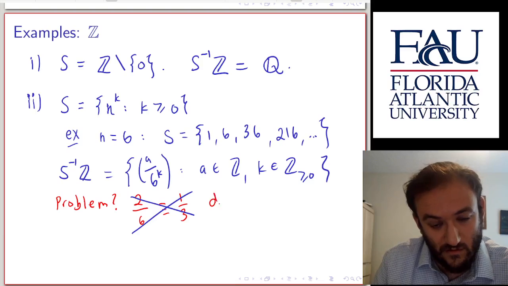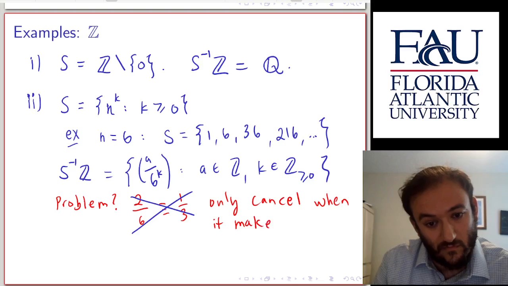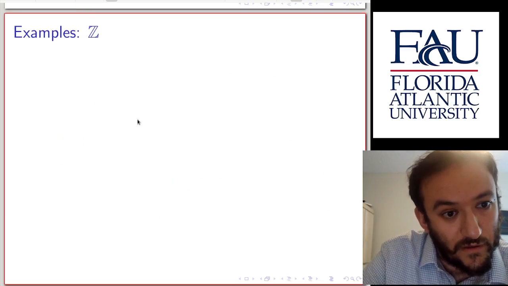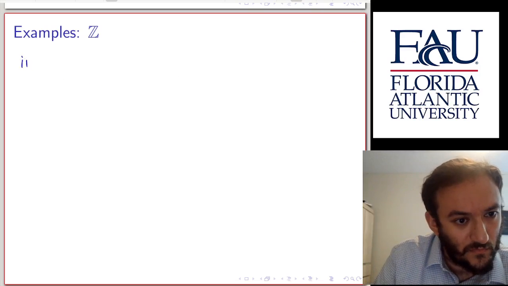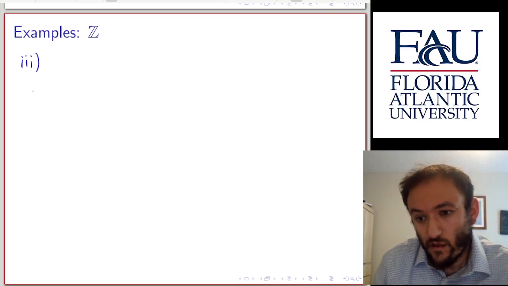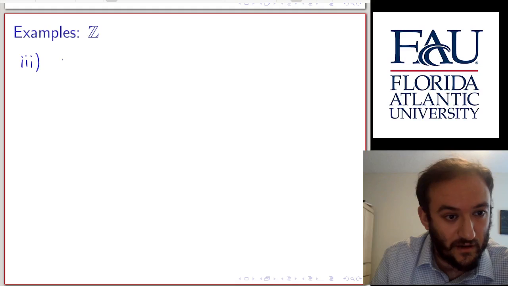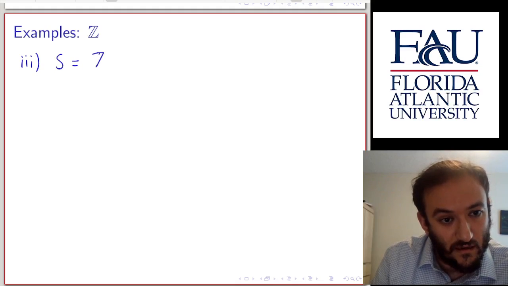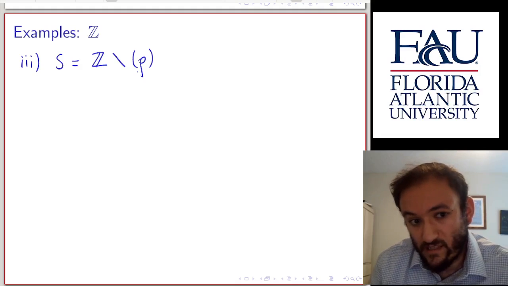And once you avoid canceling things that you shouldn't be canceling, this is fine. So only cancel when it makes sense. Okay. So one more example of a multiplicatively closed subset of the integers is the complement of a prime ideal. So let's take Z, leaving out the ideal generated by some prime p.